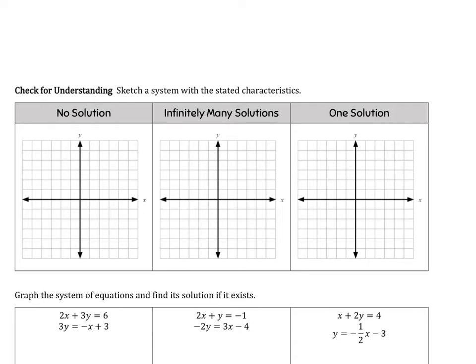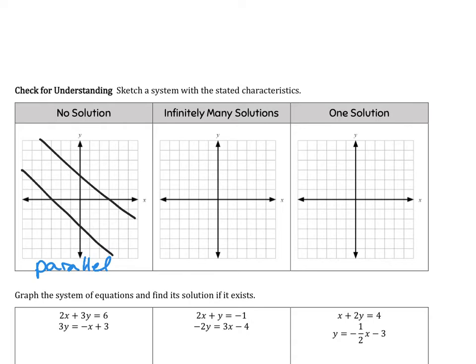Okay, so I'm seeing really good things when I walk around. Here's some examples of what I see. Oh, my pen died. I got it. Okay, for no solution, I saw a bunch of people do it like this. Is that no solution? Yeah. Very cool, because these lines are what? Parallel. They go the exact same direction, so they're parallel. That means they'll never cross. That's no solution. Very good.